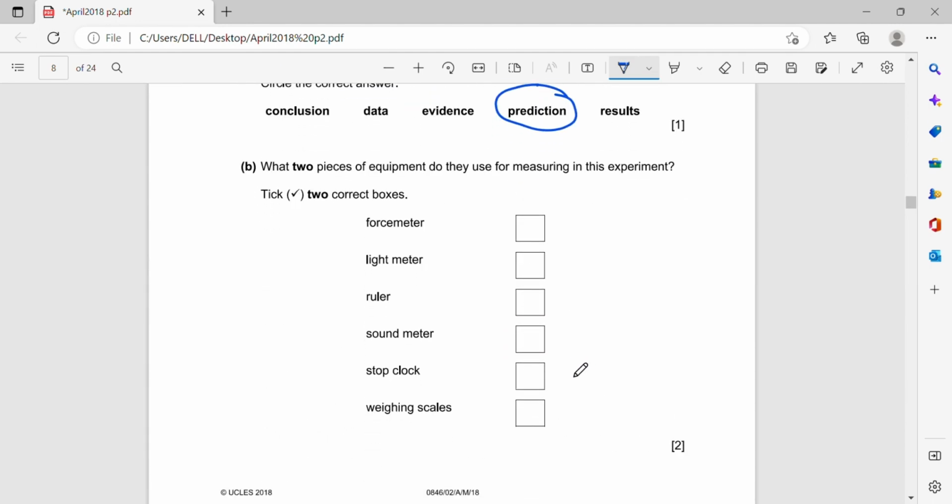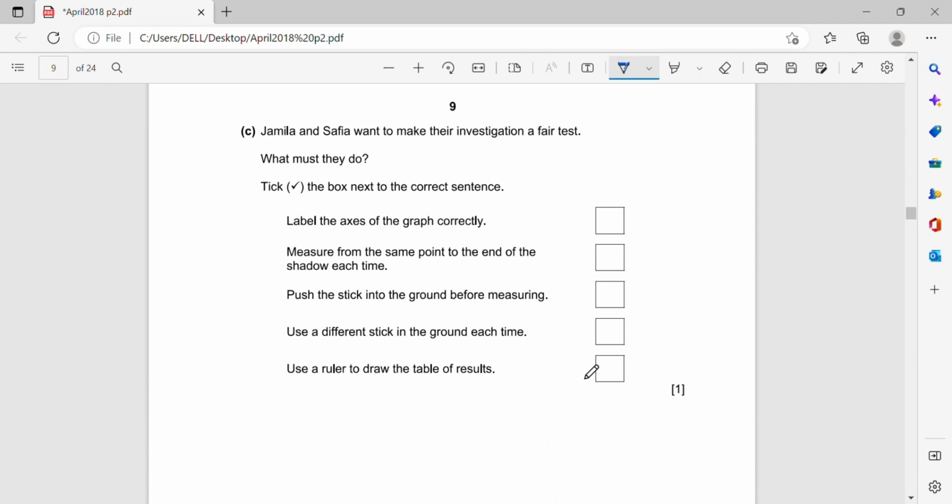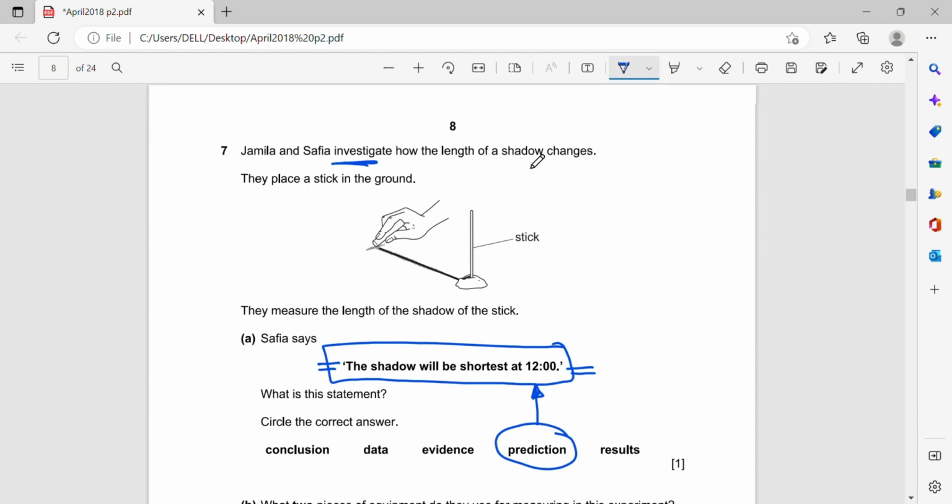So let's see the choices we have. Here, tick 2 correct boxes. We said we need a ruler to measure the length, and we need a stop clock to measure the time. Jamila and Safia want to make their investigation a fair test. What must they do? Tick the box next to the correct sentence. So I need to tick only one box. Let's see. Here we have a stick in the ground and here is the measurement.